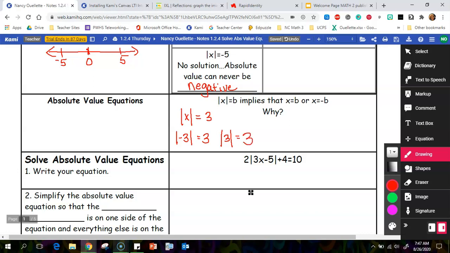Why is that? Because the absolute value of a number is the distance from 0. So if I said the absolute value of some number is positive 3, then it could be a negative 3 or it could be a positive 3.